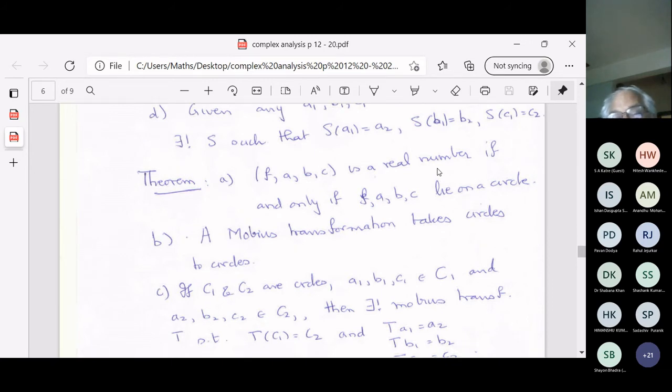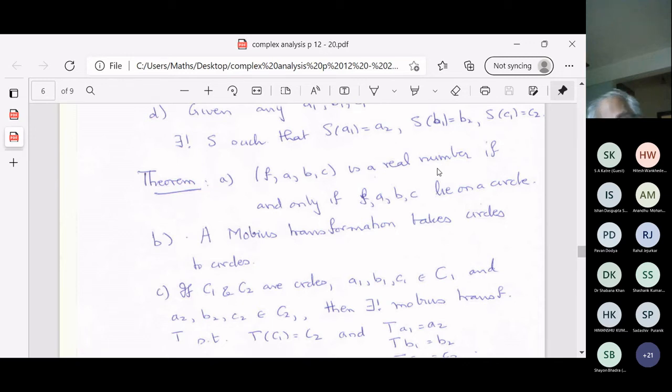So something is a real number if and only if these lie on a circle. A Mobius transformation takes circles to circles. If you have 2 circles, remember 2 circles are determined by 3 non-collinear points. Of course, if they're collinear, then the circle is a straight line. If C1 and C2 are circles and A1, B1, C1 are in the first circle and A2, B2, C2 are in the second circle, then there exists a unique Mobius transformation such that C1 maps to C2. Because a Mobius transformation takes circles to circles, so the image is a circle and it takes these 3 points to those 3 points, and therefore C1 must be mapped to C2.